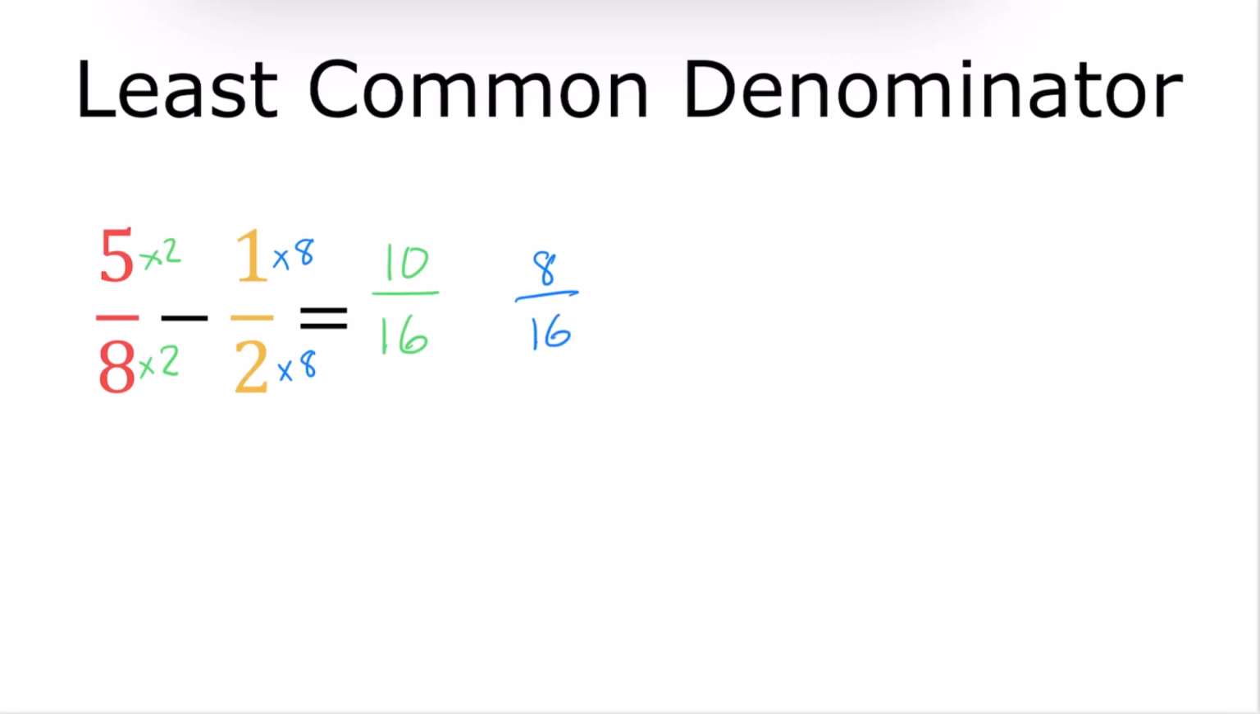And then I'm going to subtract those, and that gives me the answer 2/16. And if I wanted to write this in simplest form, I would divide the top and the bottom by 2 because they have a common factor of 2. And that would give me the answer 1/8. So this is what my answer would be.